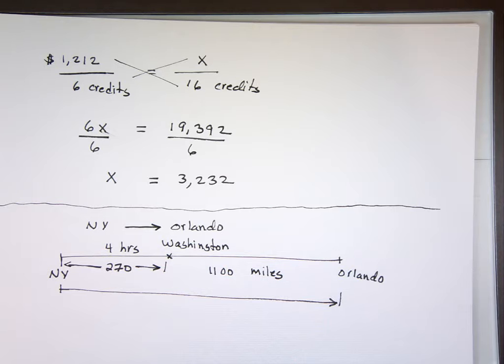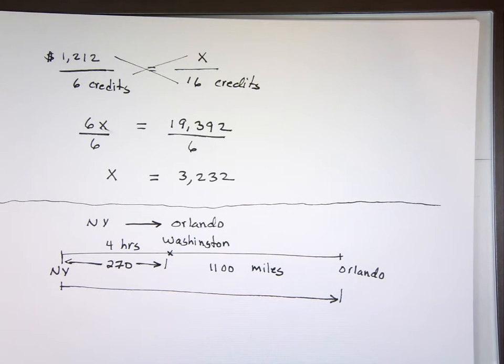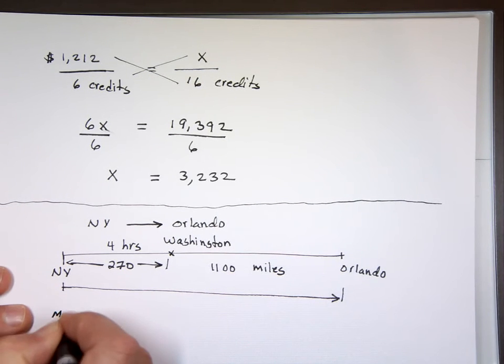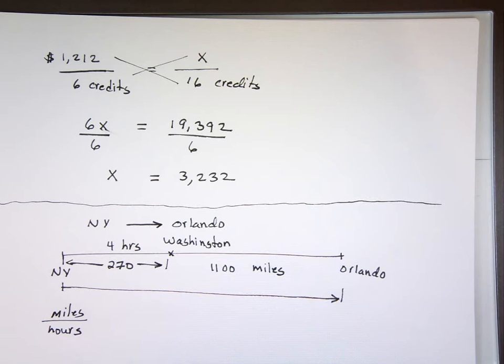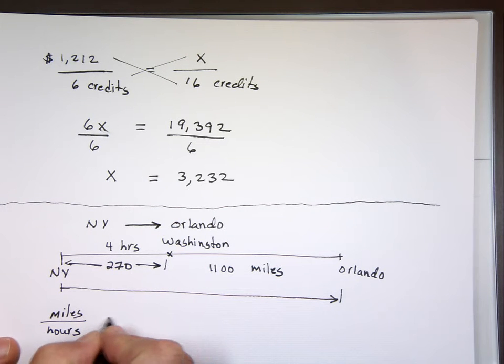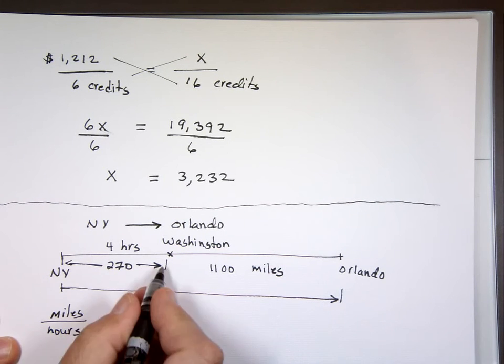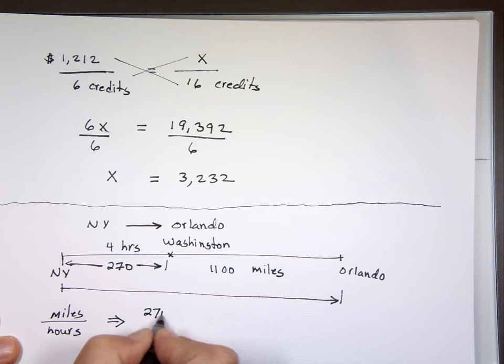We can set a proportion. It doesn't matter which one you put on the top. You can put the miles on the top or the hours on the top. Your answer is not going to change. So which way you want it? Miles on the top or hours? Miles? Okay. So miles on the top, hours on the bottom. The Washington trip, how many miles? 270 miles. And how many hours? 4.